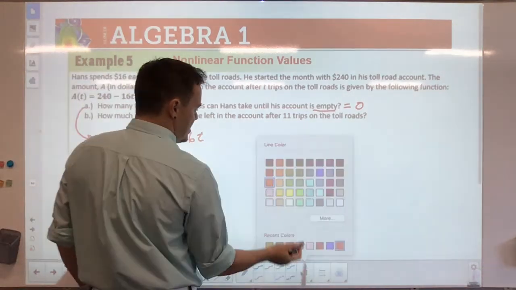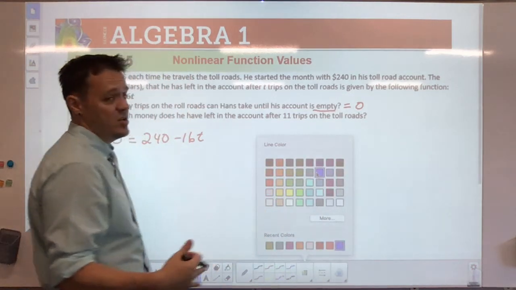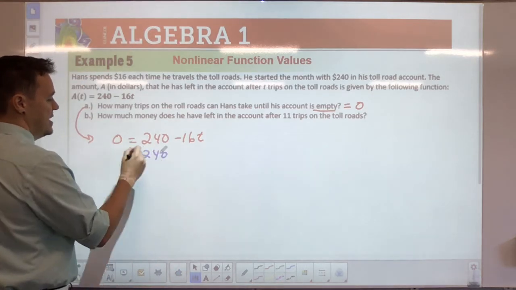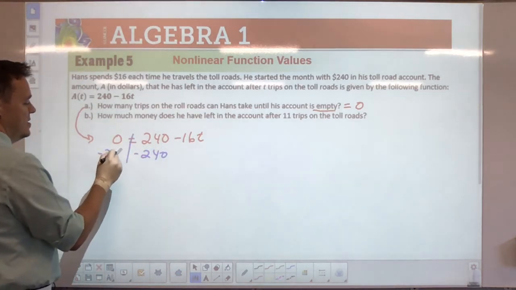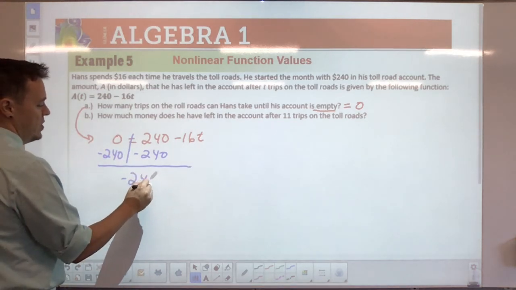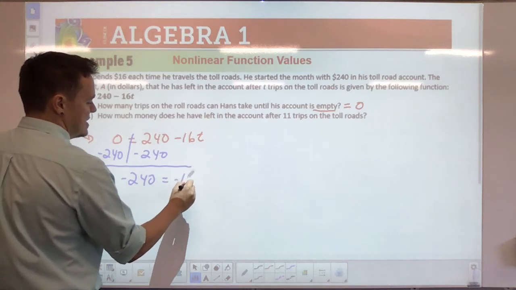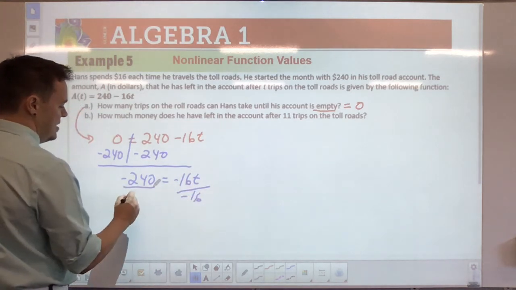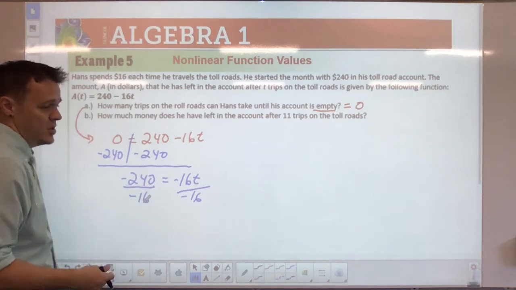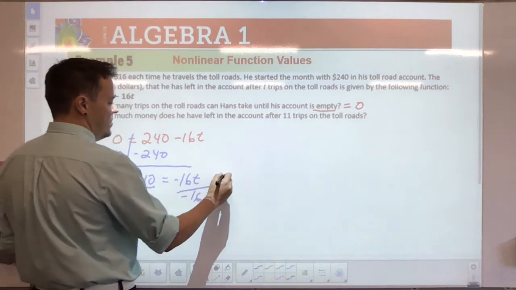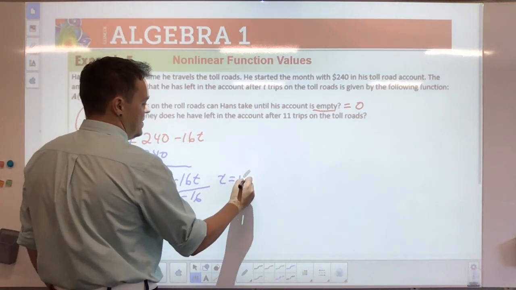Now, ladies and gentlemen, this is a kind of a beginning of what we're going to be doing soon and next, is you solve it, right? So you'd have negative 240 on this side, negative 240 on that. So you'd end up with negative 240 equals negative 16t. And then you would divide by negative 16, divide by negative 16, and you put it in a calculator, you figure it out, and you'd come up with the answer of t equals 15.